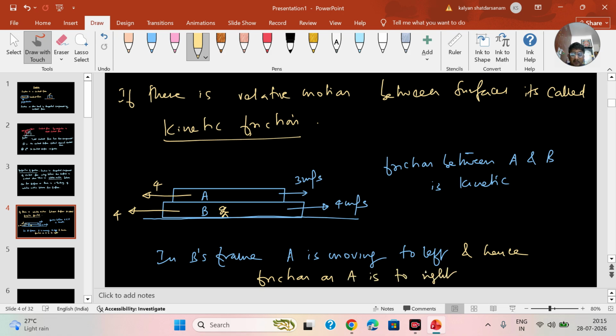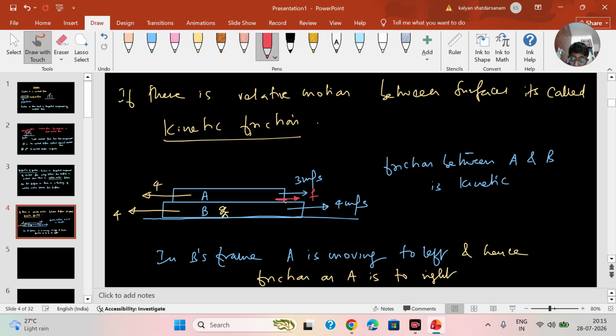So whenever two surfaces are moving relative to each other, you go to one of the surfaces and look at how the other is moving. If the other is moving to the right, friction on the other will be to the left. If the other is moving to the left, friction on that will be to the right. So in B's frame, A is moving to the left, so friction on A will be to the right. If I show that with a red color here, friction on A will be to the right.